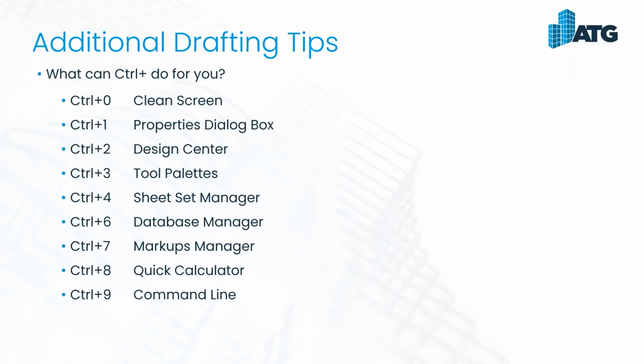So here's one. When people ask, hey, how'd you do that? I use Control-1 for my property dialog box all the time to give myself some clarity there. But there's a whole bunch that Control can do for you. Control-0 gives us a nice clean screen and maximizes our view space. Control-1, like I mentioned, is the property dialog box. Then we also bring up the tool palettes, specifically when it comes to working with corridors, things like that.